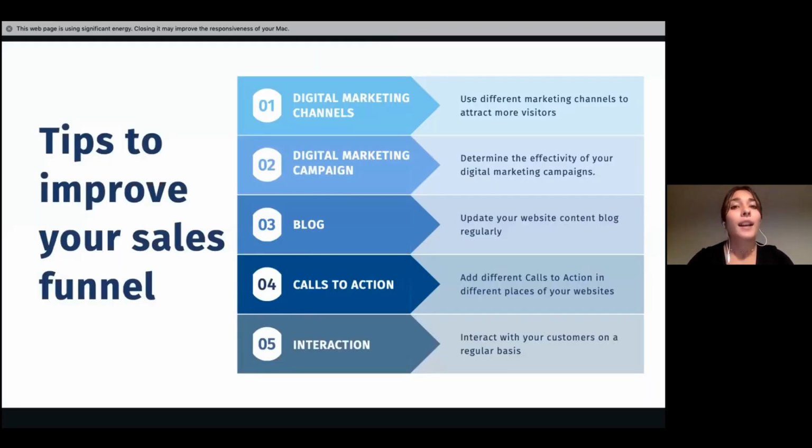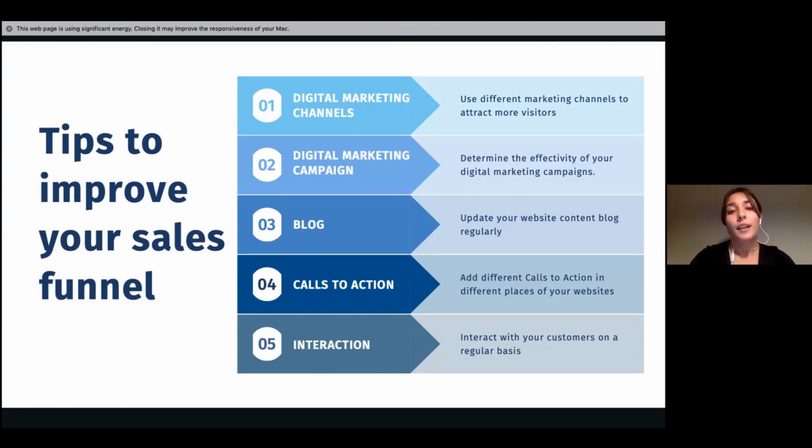So here we have a few tips to improve your sales funnels. The first of all is use your digital marketing channels, because they are very powerful. So use different marketing channels to attract more visitors. It doesn't matter if it's social media, because you have Facebook, you have LinkedIn, you have Instagram to engage with customers, to connect with them. You also have email marketing. So you can use all that to connect with them.